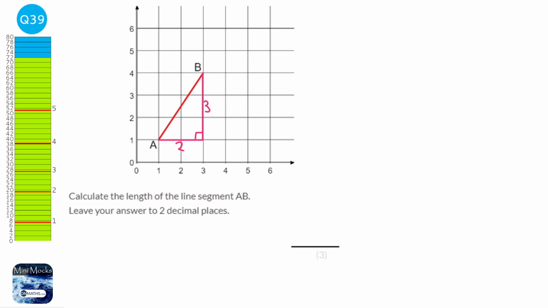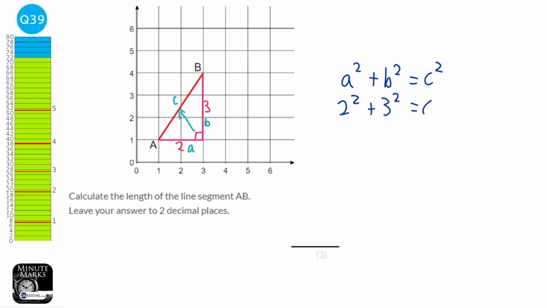So we're going to be using Pythagoras. And Pythagoras, we start by labelling the sides A, B and C must be the one that's opposite the right angle. And so we know Pythagoras is a squared plus b squared equals c squared. A is 2, b is 3, and 2 squared plus 3 squared is going to be 13.